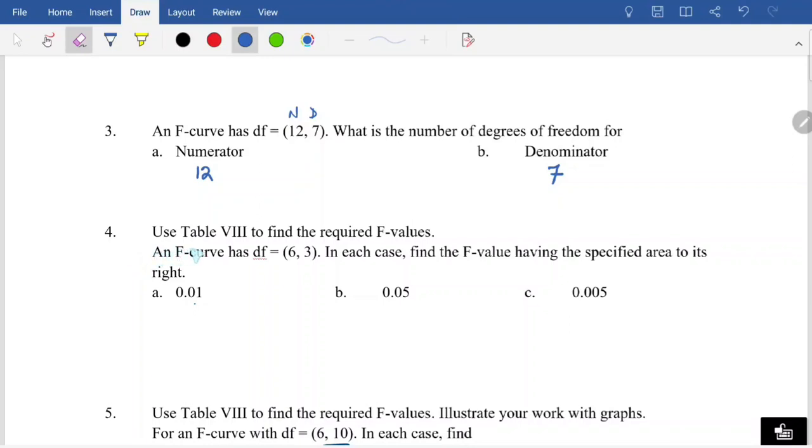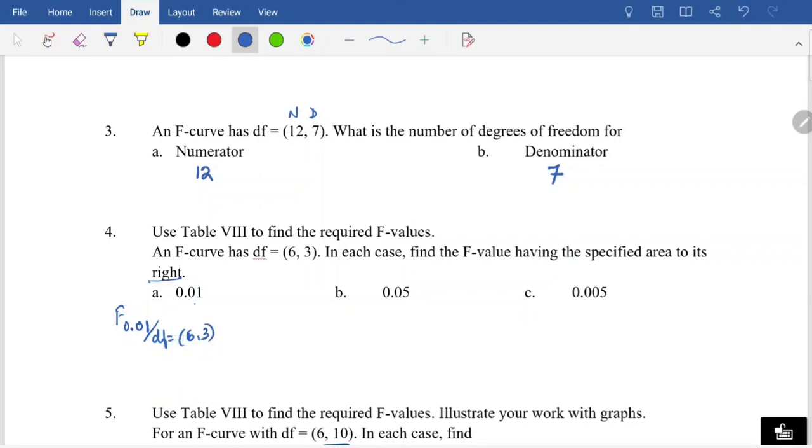Number 4 says use table 8 to find the required F values, and then it says an F curve has df equals 6,3. In each case find the F value having the specified area to its right. Essentially they are asking us to find F of 0.01, which this notation represents area to the right, with df equals 6,3.